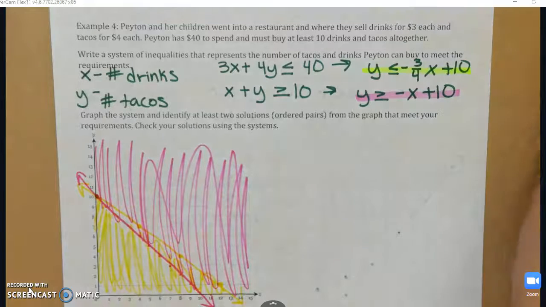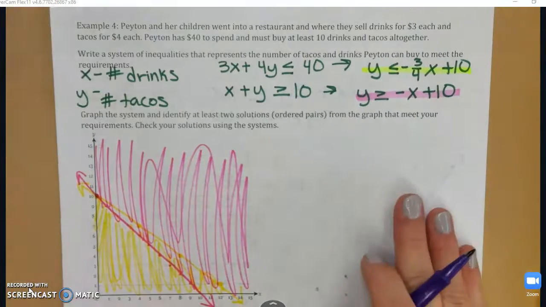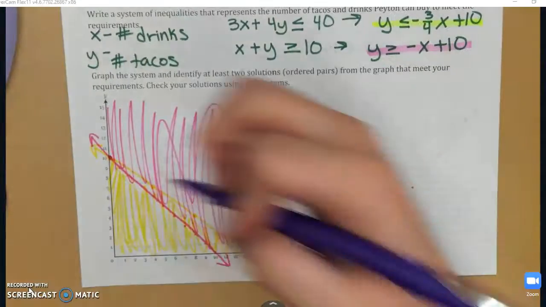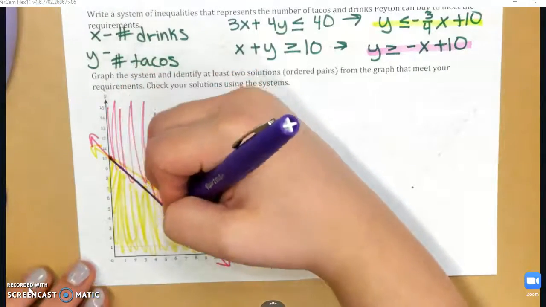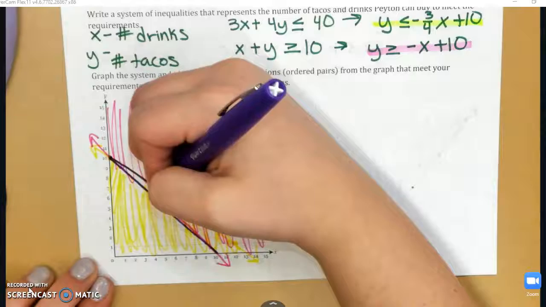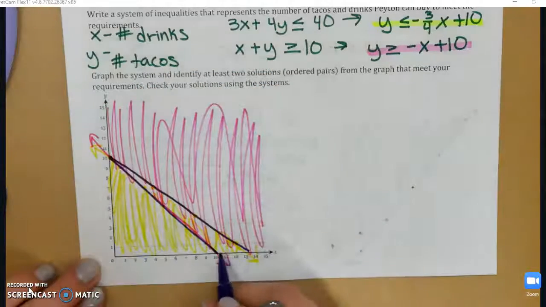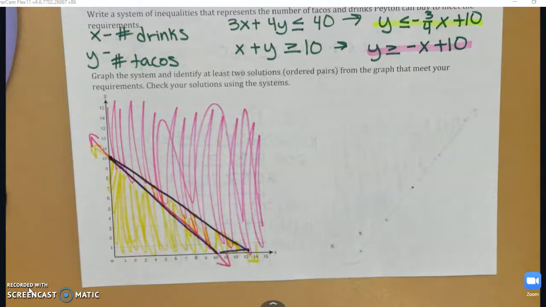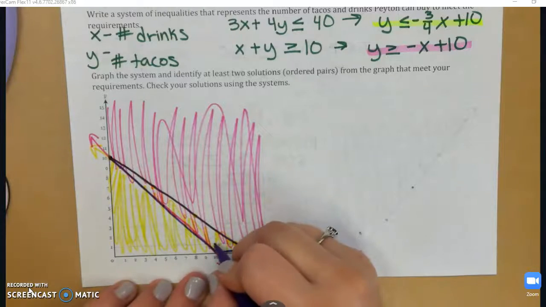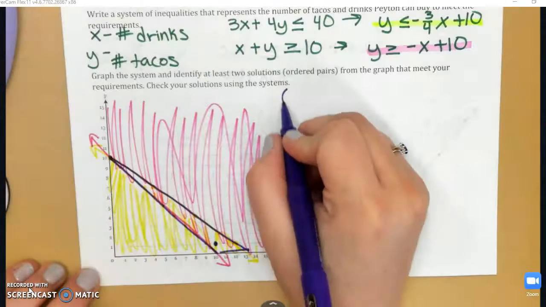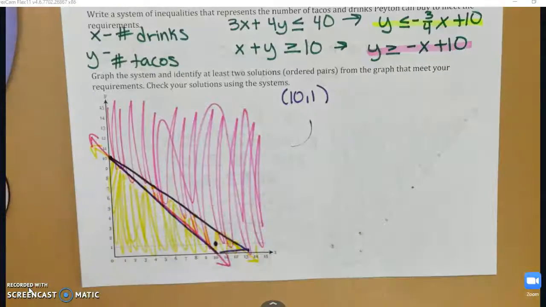So my possible solution set is going to come out of where these two colors overlap, and I'm going to outline that in purple just so we can see clearly that it is this entire region here where the pink and the yellow overlap. So I can pick any point within that region, and I can check with my inequalities to see if that's a possible solution. So let's pick 2. I can see the point 10, 1 is inside. So 10, 1. And let's test that one out.